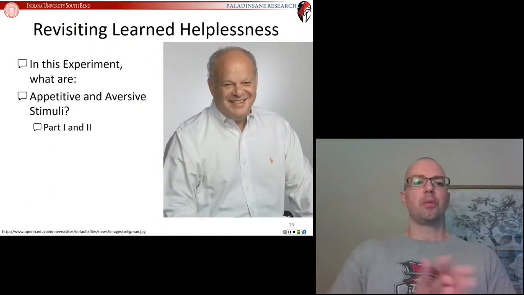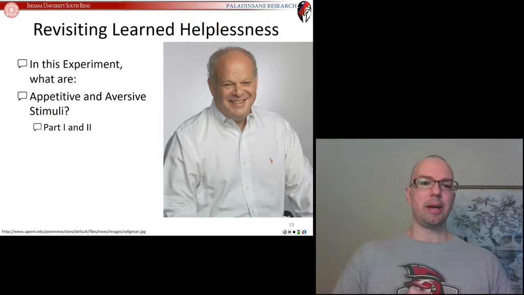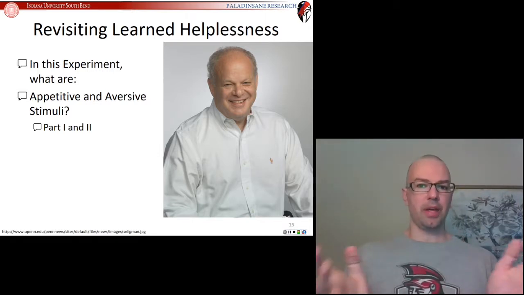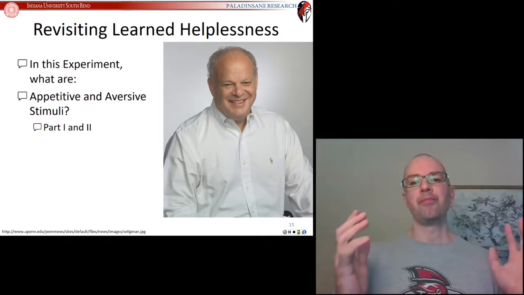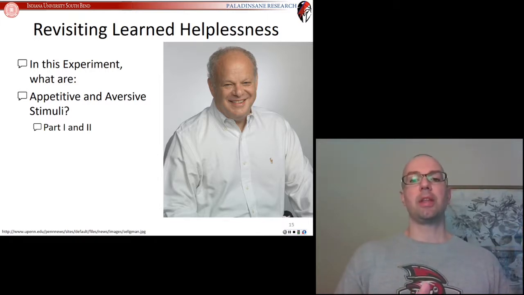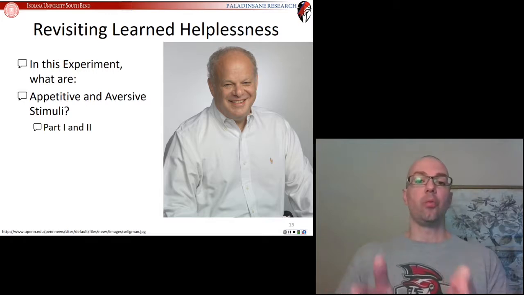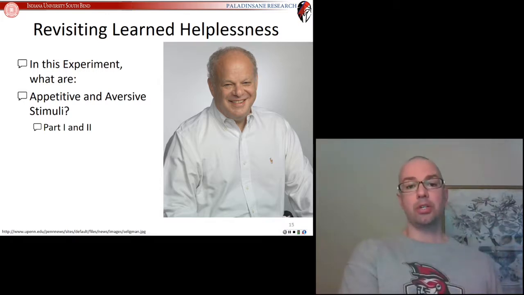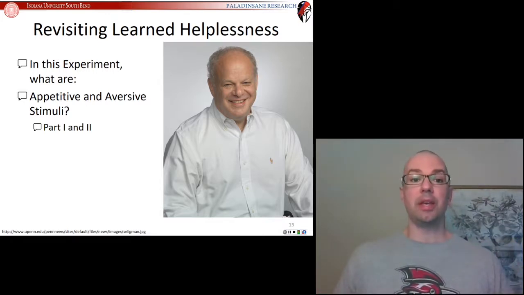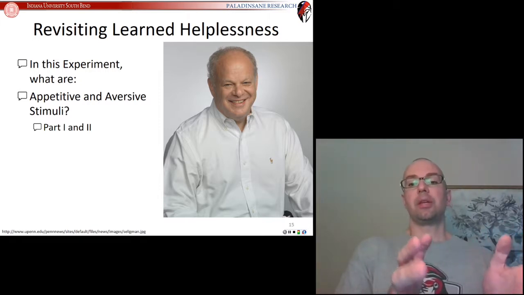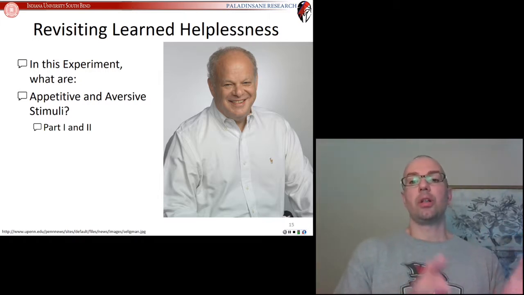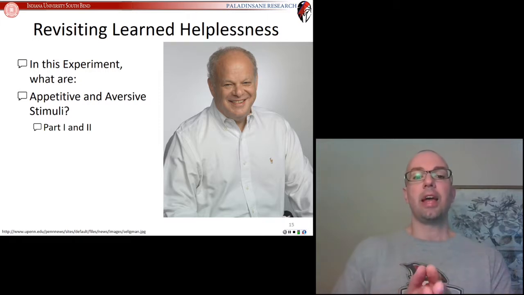All right, in this experiment, what are the appetitive and aversive stimuli for part 1 and part 2? So recall that appetitive and aversive mean very specific things in the psychology of learning. Appetitive stimuli are stimuli that the organisms will seek out, will approach, and that's all that it means. Aversive means stimuli that subjects will avoid, will try to get away from. And again, that's all that it means.